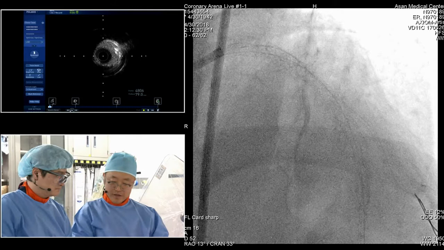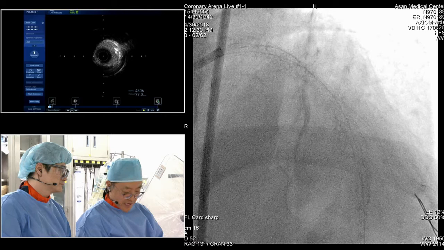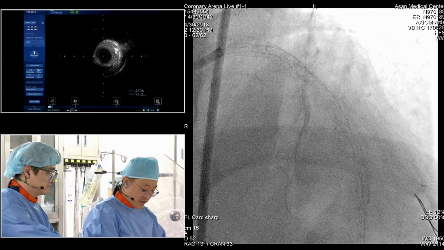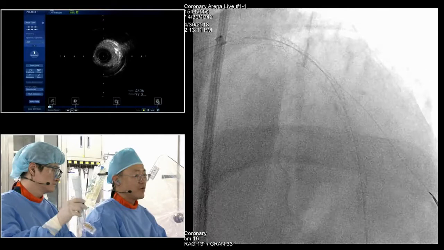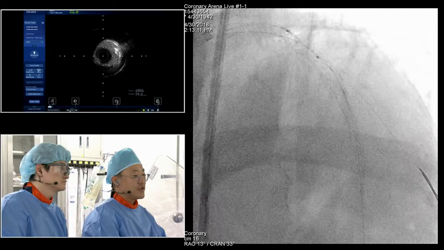Are you going to do a final IVUS? Yes, finally I'll check again with the final IVUS. Definitely. In our center we do more than 95% IVUS guided PCI, sometimes OCT guided PCI. This is 2.0, just a compliant balloon for the diagonal branch. I think the balloon for the diagonal branch is usually okay.